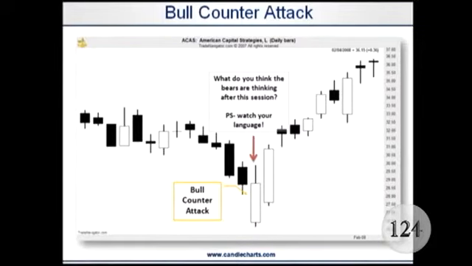And I know we had a question about volume. What if we had a really large volume or high volume bounce back on the white candle? Isn't that sending out volumes of information? And I said here, what do you think the bears are thinking after the session? Watch your language, right? Oh crap.